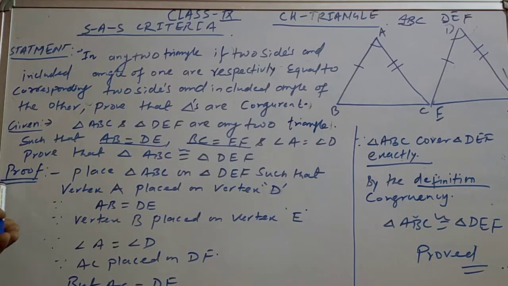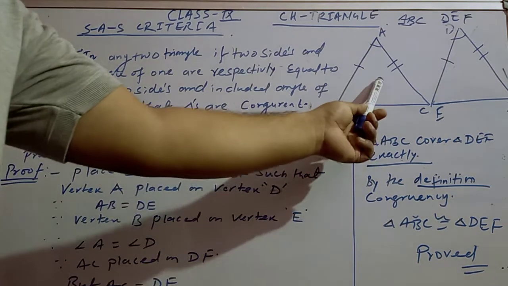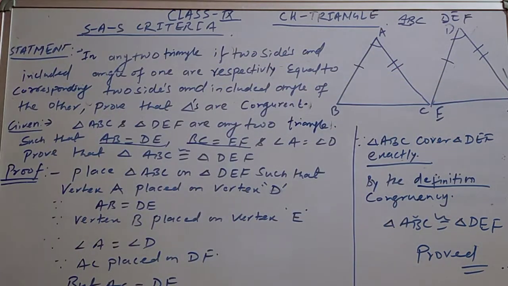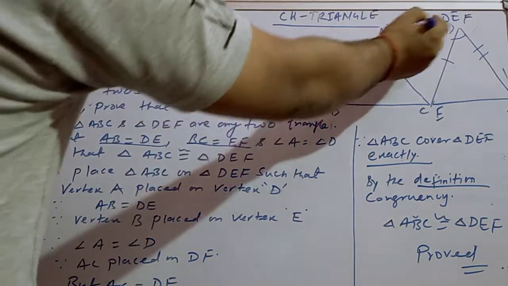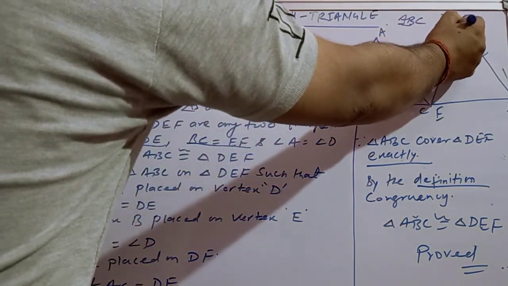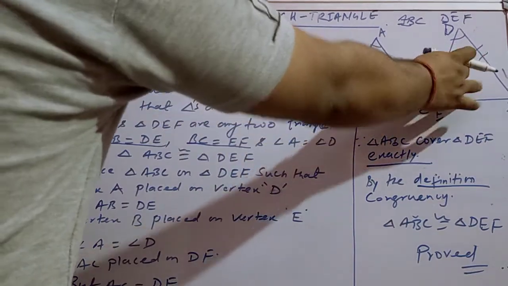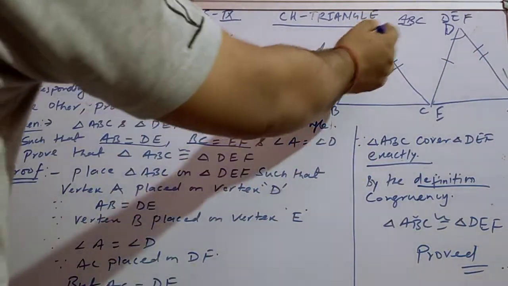So how will you prove? Place triangle ABC on triangle DEF. Place triangle ABC on triangle DEF such that vertex A is placed on vertex D.